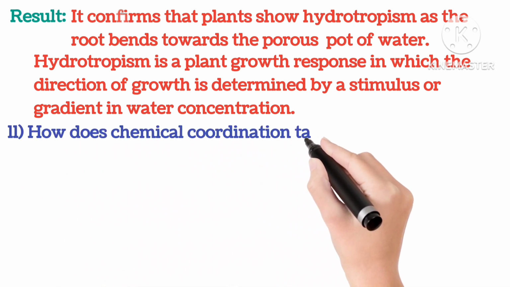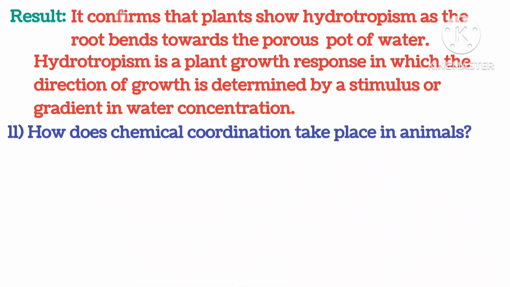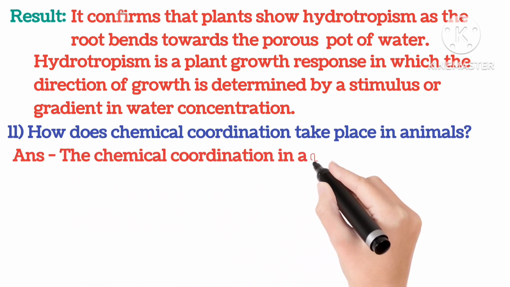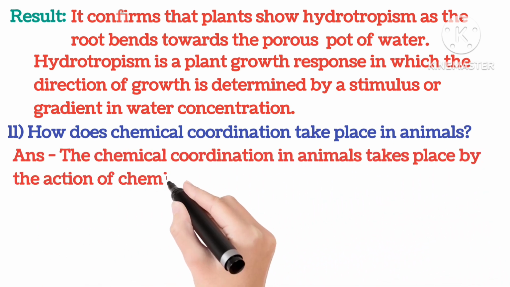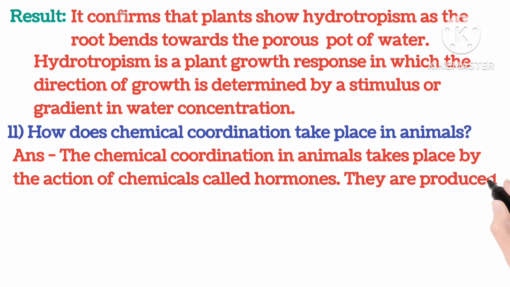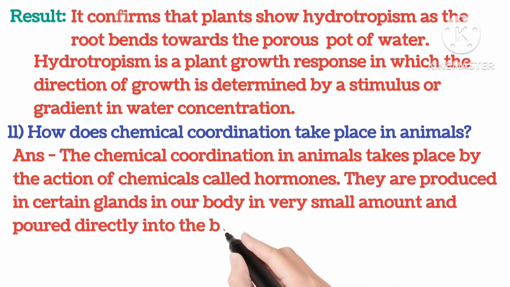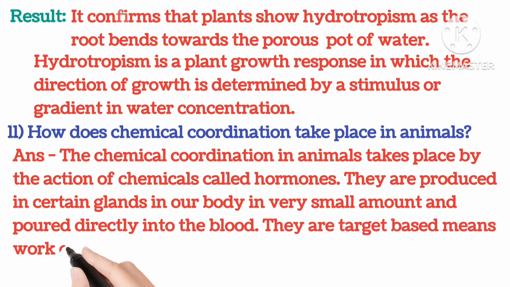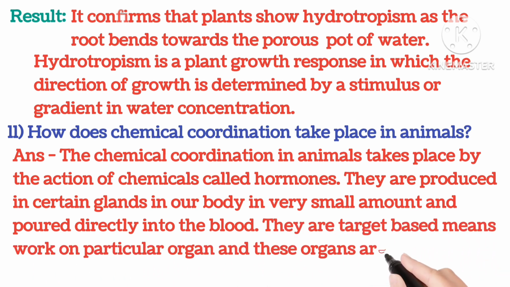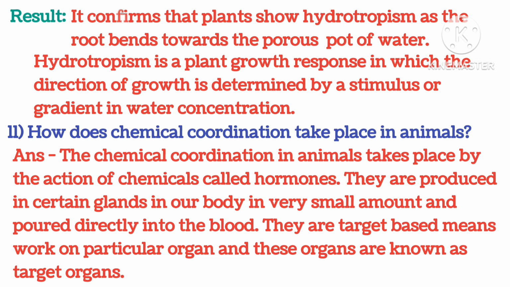11th, how does the chemical coordination take place in animals? The chemical coordination in animals takes place by the action of chemicals called hormones. These are produced in certain glands in our body in very small amount and are poured directly into the blood. They work on particular organs, and these organs are known as target organs.